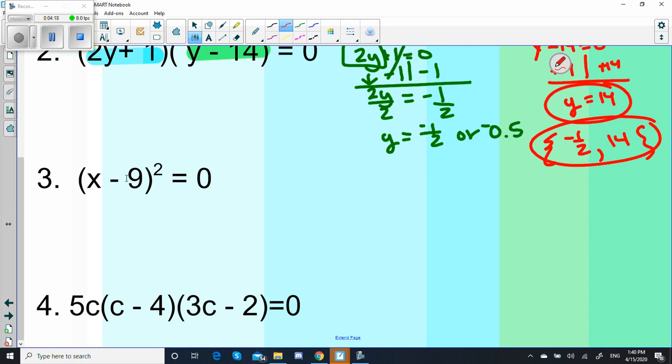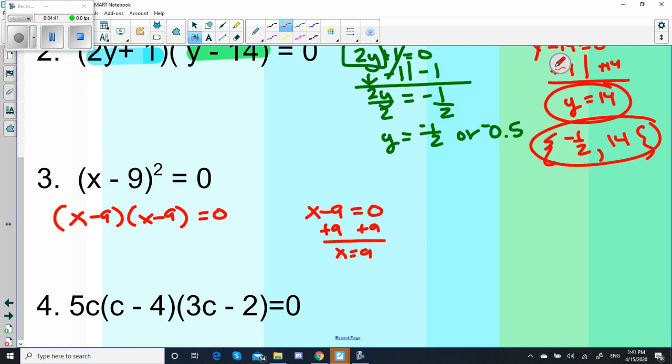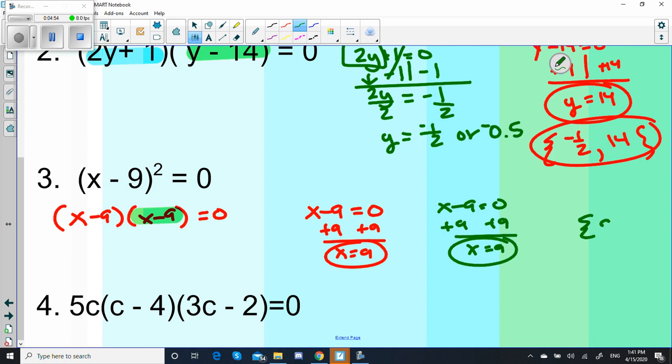Okay, on number 3, remember that quantity squared there means that there are two of them. X minus 9 and x minus 9 equals 0. So I'm going to set them both equal to 0. And you notice since they're exactly the same, they're going to give me the same answer. So I'm just going to do it once. So x minus 9 equals 0. So add 9 and add 9. So x is 9. Now I could, if I wanted, do the other parenthesis, but I hope you see that it's exactly the same thing. And it would give you the exact same answer. So the answer here is just 9.